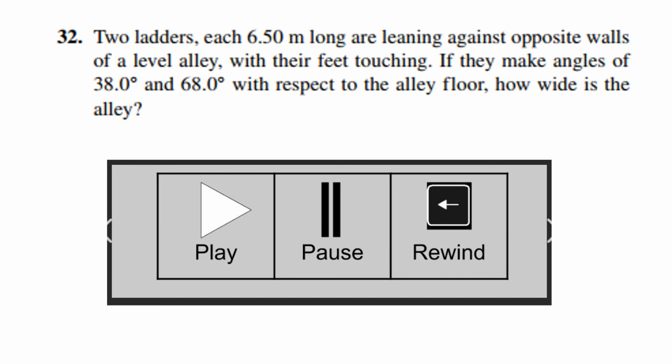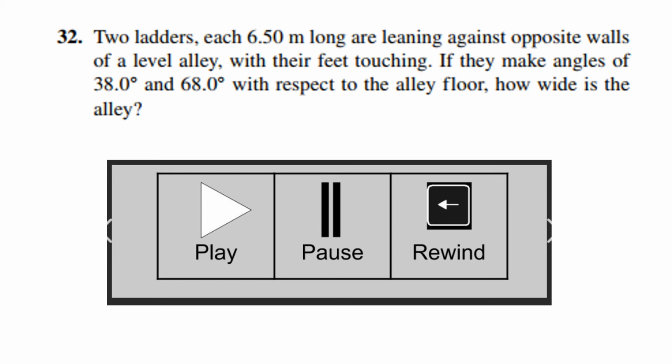Next problem. Two ladders, each 6.5 meters long, are leaning against opposite walls of a level alley with their feet touching. If they make angles of 38 and 68 degrees respectively with the alley floor, how wide is the alley? The biggest thing on this is figuring out, I think, the picture that you need to draw. So pause, draw your picture, solve the problem, and we'll come back and see how you did.